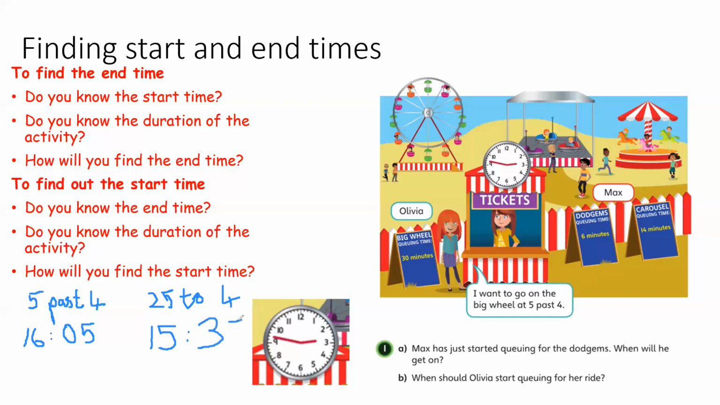So 15:35. I can do a quick check because I'm going to add 30 minutes onto that. 15:35, add 30 minutes: 35 plus 30 is 65. We know 60 is an hour, so that'll be 16, so it'll be 4 o'clock, 16:05. And that's what we've got there as the time.